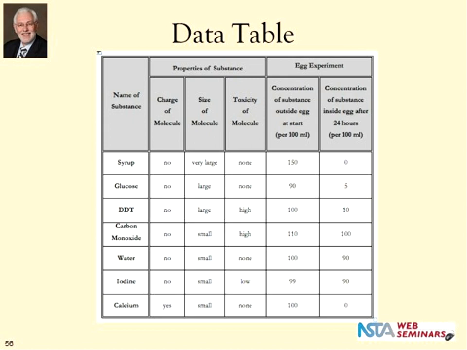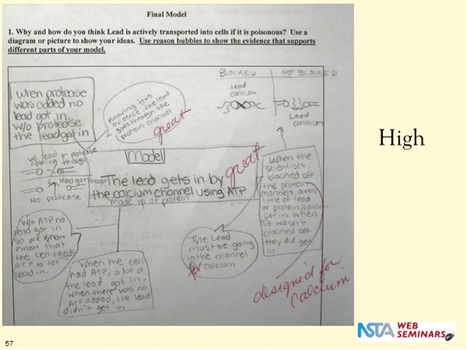That data, that experience, that protracted kind of involvement with the investigation was then the basis for asking the students to engage in this final question for the suite of investigations that took place. And they were asked the question at the top: why and how do you think lead is actively transported into cells if it is poisonous? Use a diagram or picture to show your ideas. Use reason bubbles to show the evidence that supports different parts of the model.